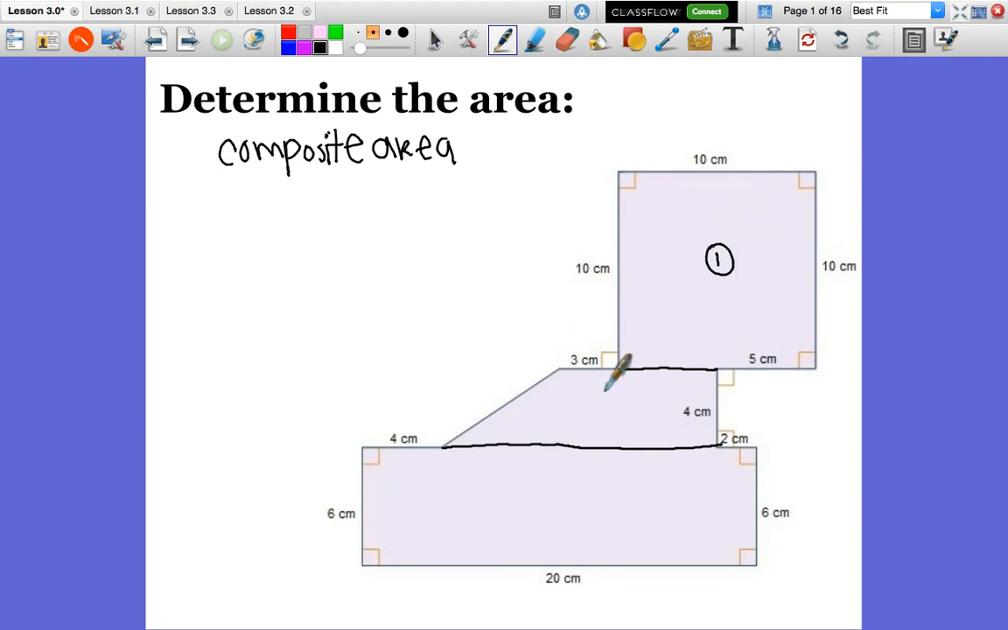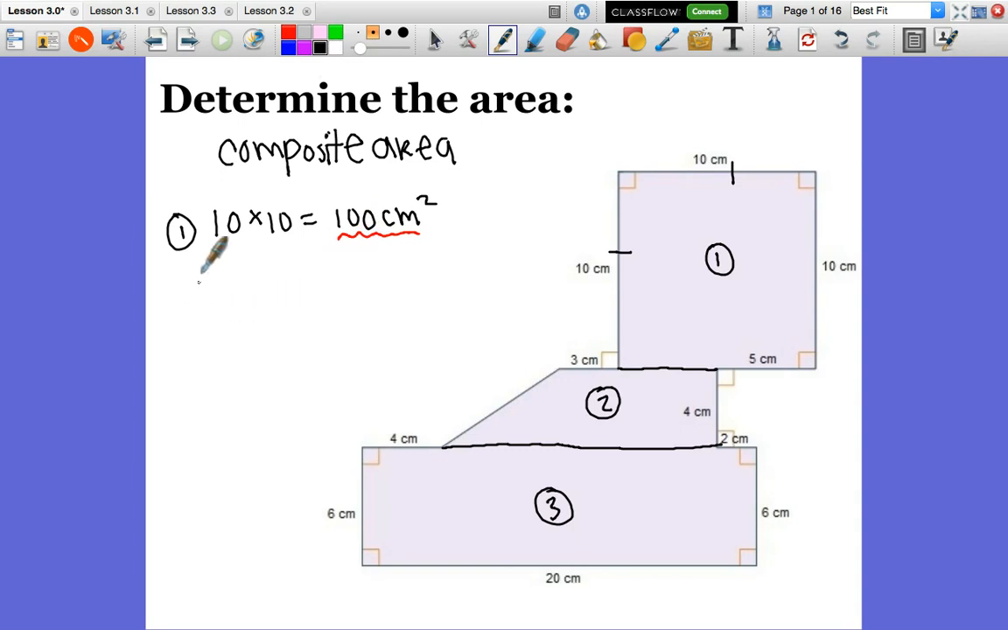I'm going to call this 1, this 2, and this 3. Number 1 is actually a square, right? I know it's a square because this is labeled as 10 and this is labeled as 10. And then keep in mind, I'm going to practice showing my work. So to find the area of a square, it's 10 times 10, which is 100 centimeters squared, because I'm not going to forget units. So I'm just going to underline that so I don't forget about it.